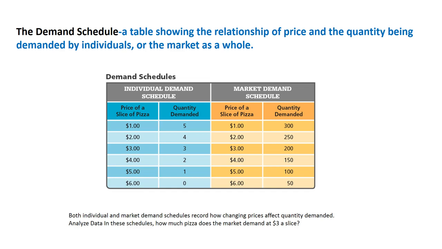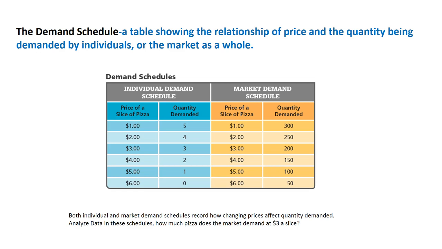But if you look at it, you'll see the law of demand is being applied there. Price of pizza is $1. It's pretty cheap. Let's look at the market demand schedule. 300 slices are being demanded, so the quantity is 300 slices. But when pizza prices increase, let's go all the way up to $6, you can see that the quantity being demanded decreases from 300 slices down to 50 slices.